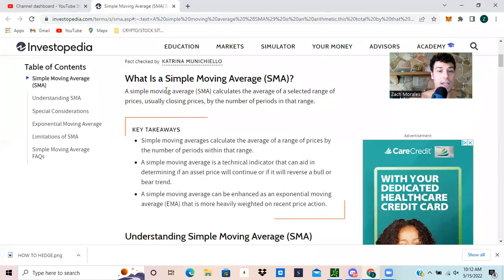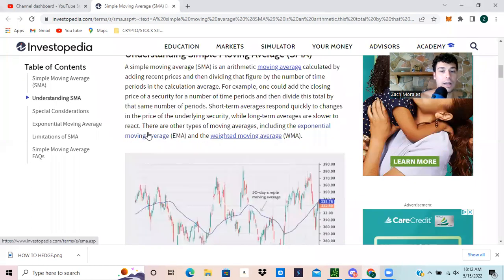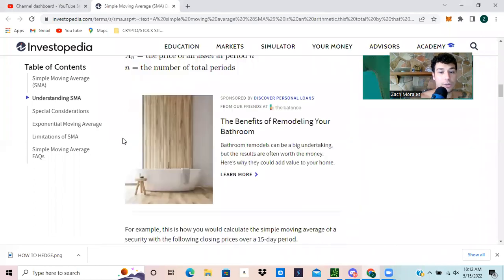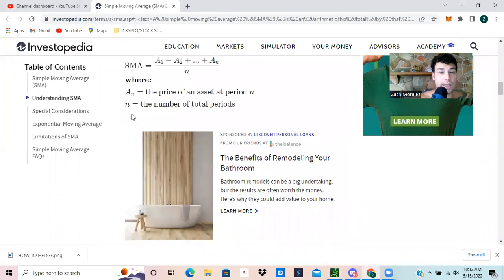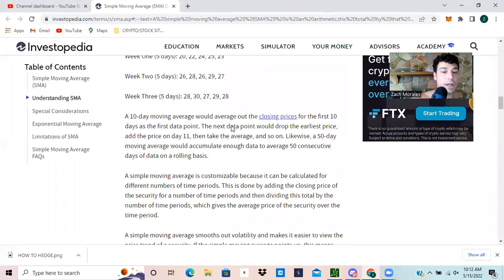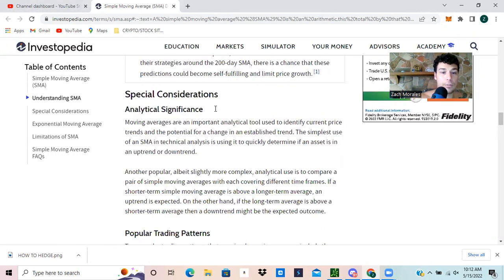All right. A simple moving average, SMA, is normally what everyone will call them, calculates the average of a selected range of prices, usually closing prices, by the number of periods in that range. Okay. And there's the formula here for how to calculate it. We're on Investopedia right now. They give some really easy breakdowns for beginners.